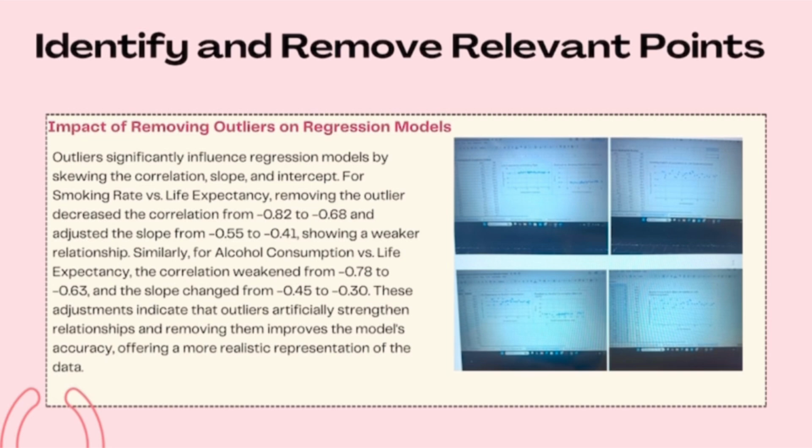Removing these outliers led to weaker correlations between life expectancy and smoking rate, from 0.82 to 0.68, and between life expectancy and alcohol consumption, from 0.78 to 0.63, while the slope and intercept values adjusted to more realistic levels, better representing the general trend in the data. This analysis demonstrates that these outliers significantly skewed the relationship, and removing them improved the model's accuracy and reliability.